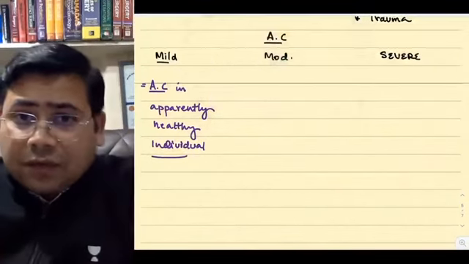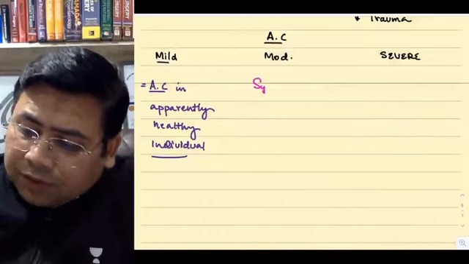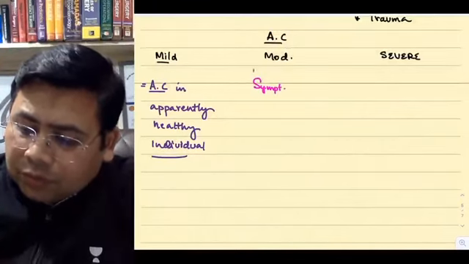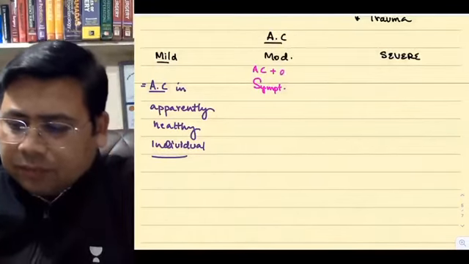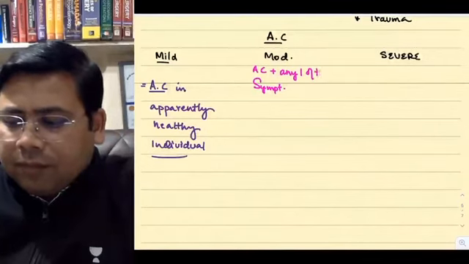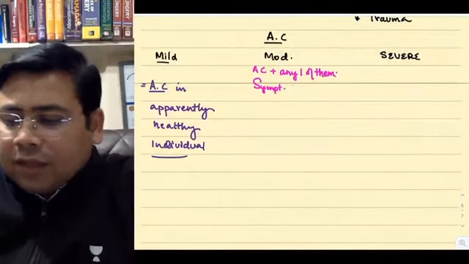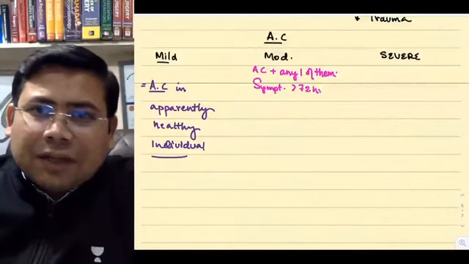What is moderate? This is very important. Now, duration of symptoms. So this is acute cholecystitis plus any one of them. What is any one of them? Symptoms for more than 72 hours.